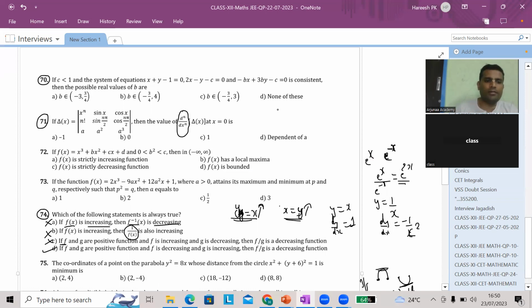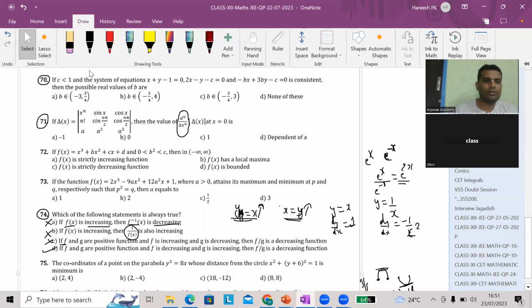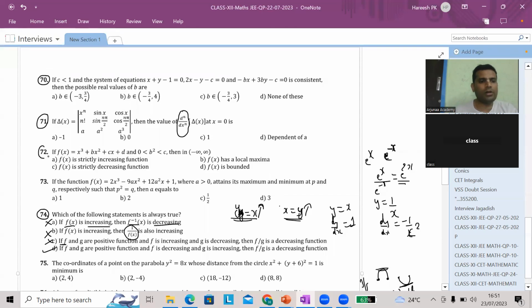Now even the 70th question was quite easy actually. See, the whole idea is you should be convinced you can easily solve a lot of questions in 1 hour here. They're asking whether this is an increasing or decreasing function. So what should be our first step when they ask whether it's increasing or decreasing? dy by dx. Yeah, so you'll get 3x square plus 2bx plus c.